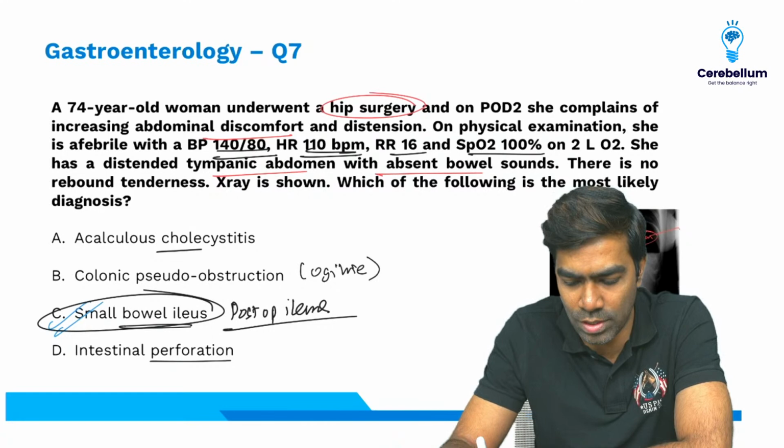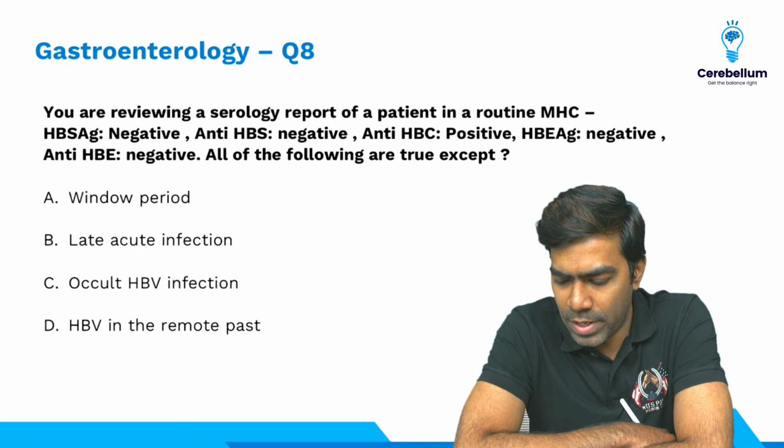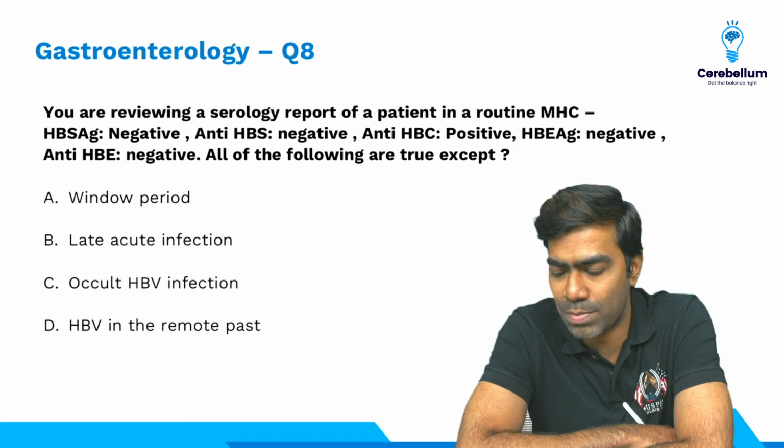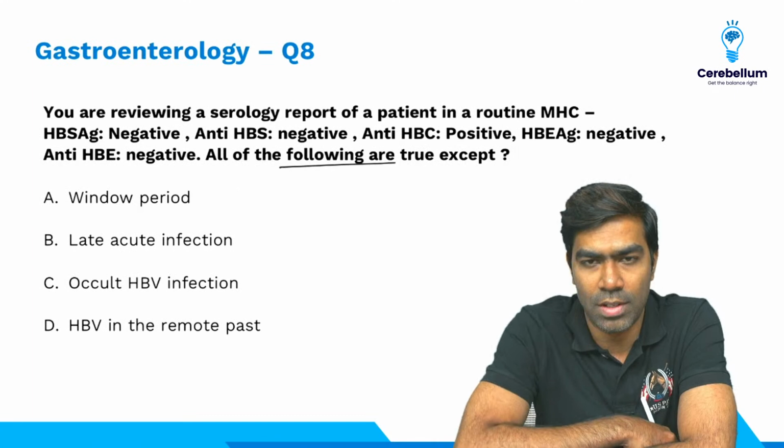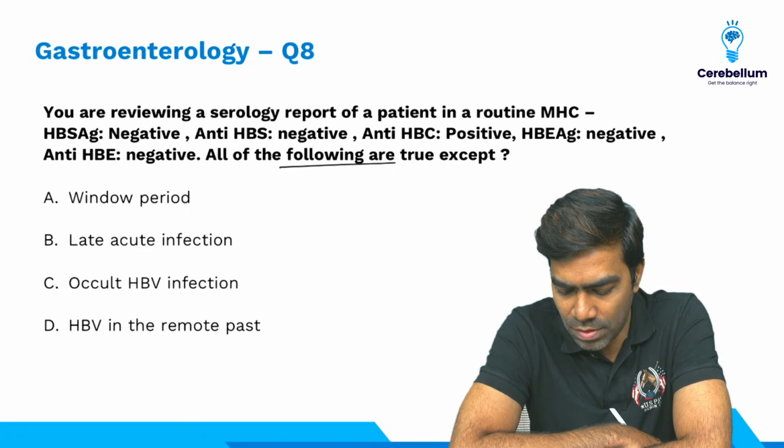So look at this one. You're reviewing a serology report of a patient in a routine master health check. HBsAg is negative, anti-HBs is negative, anti-HBc is positive, HBeAg is negative, anti-HBe is negative. All of the following are true except: the patient is in window period, patient is having late acute infection, or occult HBV infection, or HBV in the remote past.